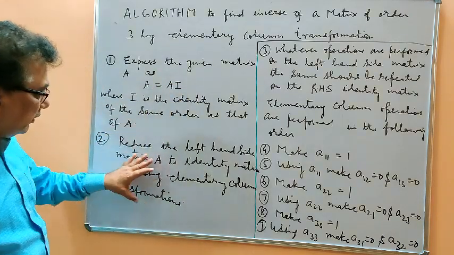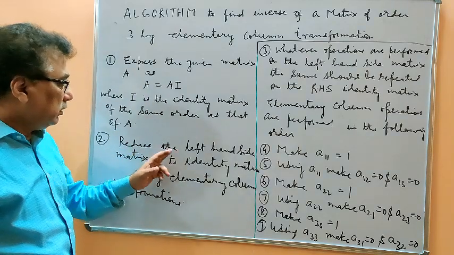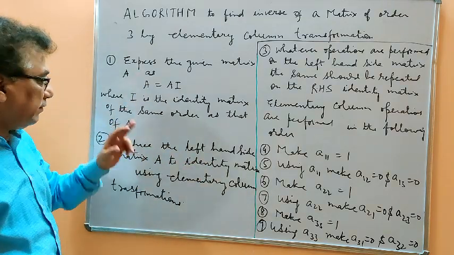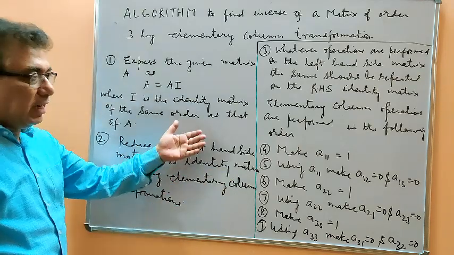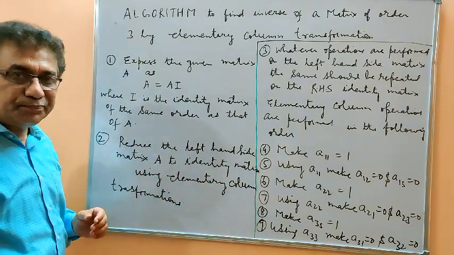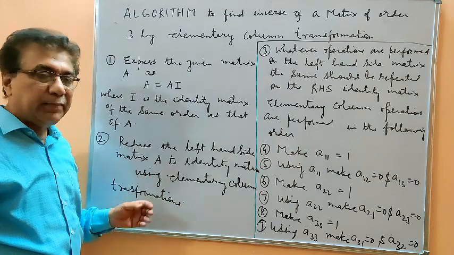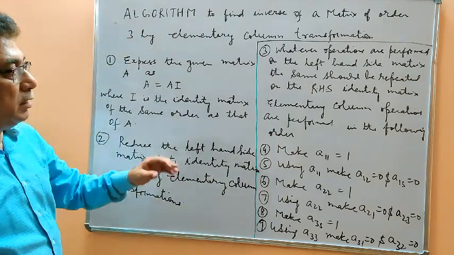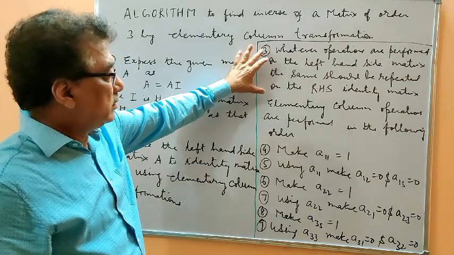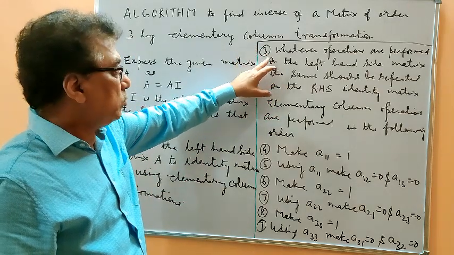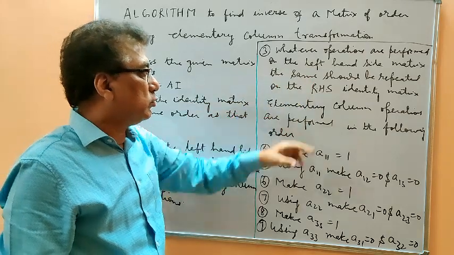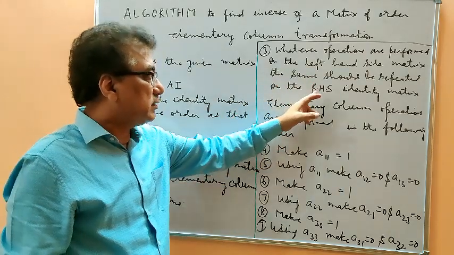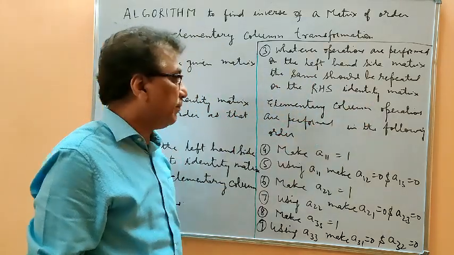Okay, so the same I have written in step number 2: reduce the left hand side matrix A to the identity matrix using elementary column transformation, and I have already explained what the elementary column transformations are. Now the same step, whatever I've just told here, that whatever operations are performed on the left hand side matrix, the same should be repeated on the right hand side identity matrix.